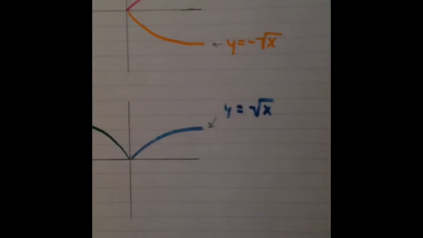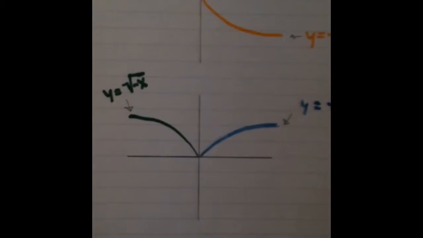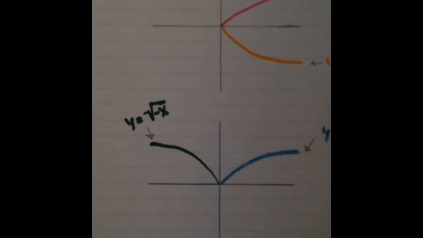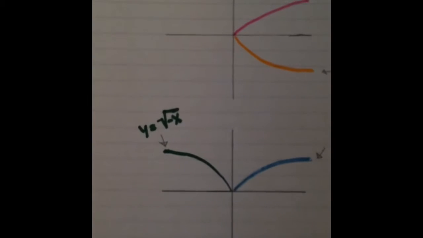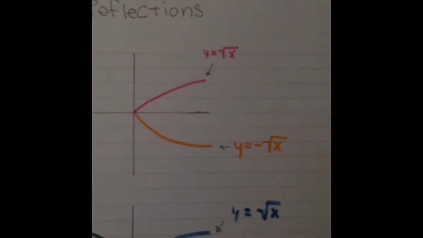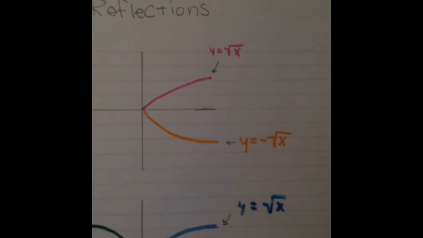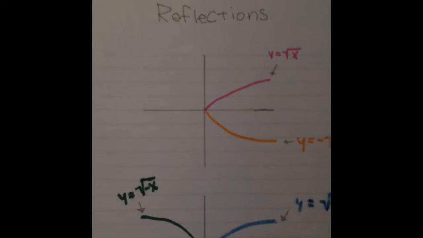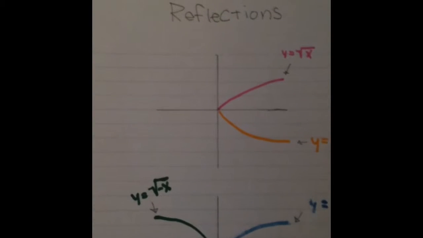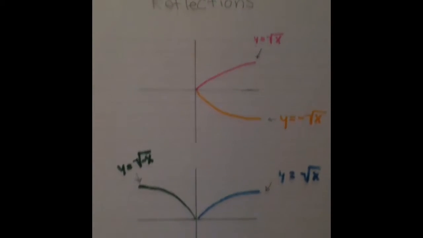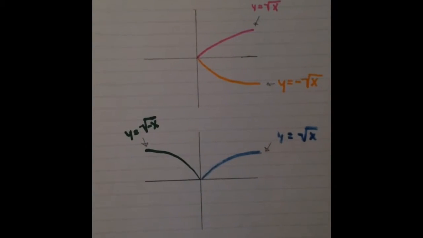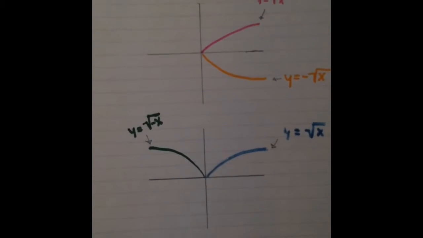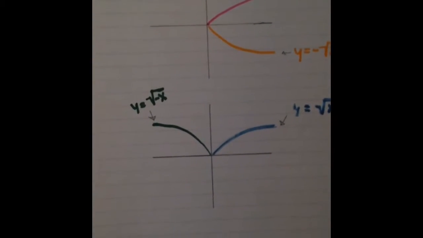Next, we are looking at reflections, which are similar to translations in that parenthesis placement affects the reflection. When you change y equals square root of x to y equals negative square root of x, it reflects the line across the x-axis. And when you place the negative inside of square root of x, it reflects across the y-axis.